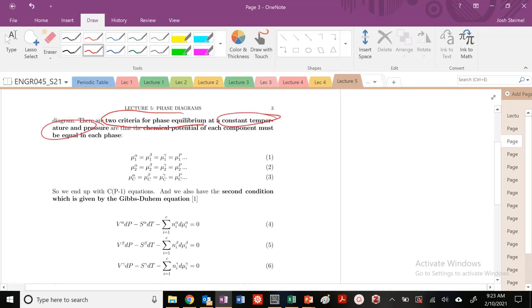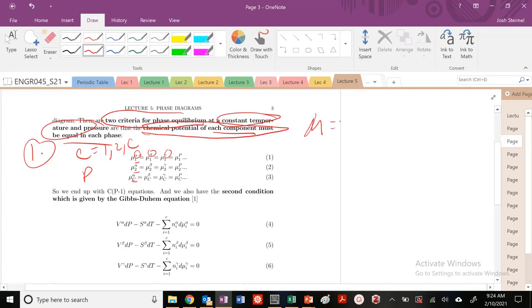The first criterion for the Gibbs phase rule is that the chemical potential of each component must be equal in each phase. So I have components 1, 2, up to C. The phases, P, are alpha, beta, gamma, up to P. Those are my different phases here.